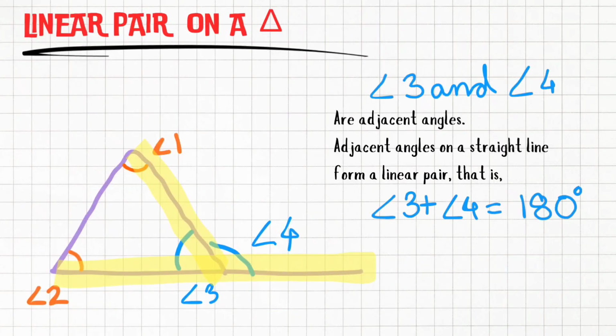Linear pair on a triangle. Here I have highlighted where a linear pair can be formed. I can easily spot that angle 3 and angle 4 are two adjacent angles separated by a common arm and formed on a straight line with a common vertex. Hence, angle 3 and angle 4 are linear pairs. Therefore, I can say angle 3 plus angle 4 equals 180.